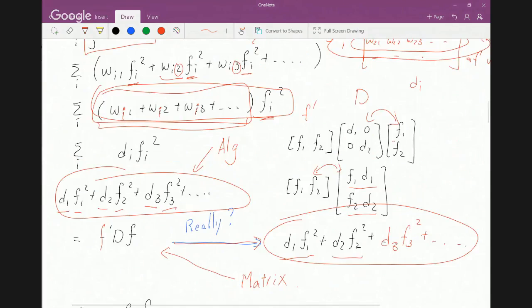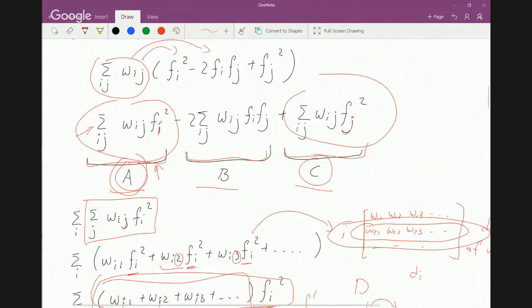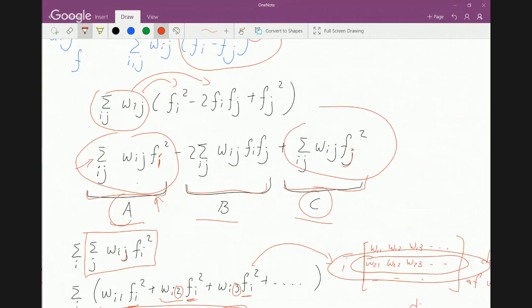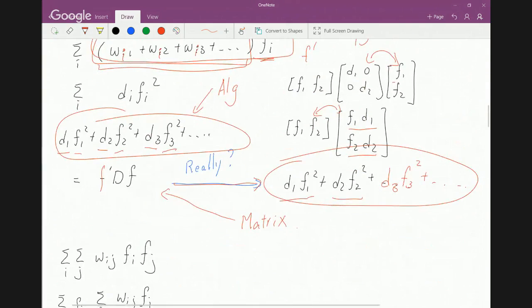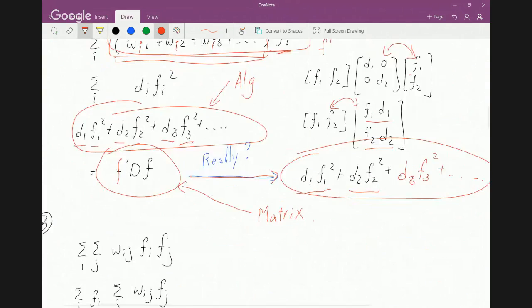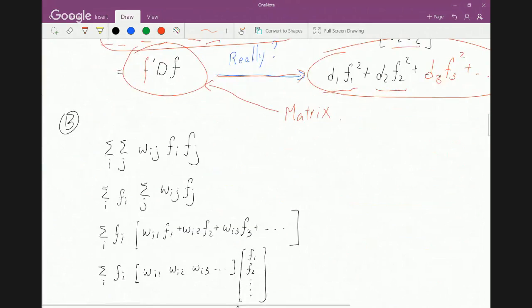So that's what it is. We have rewritten part A, okay? This is part A. We've rewritten part A from the algebraic form into the matrix form, which looks like this, okay?